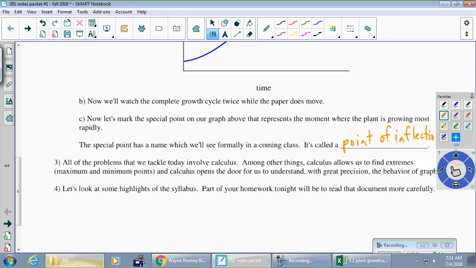Number 3, all of the problems that we tackled today involve calculus. Among other things, calculus allows us to find extremes, maximum and minimum points, and calculus opens the door for us to understand with great precision the behavior of graphs.